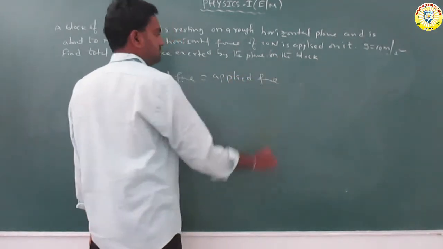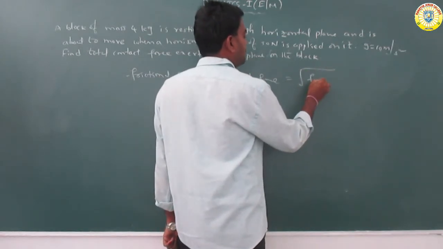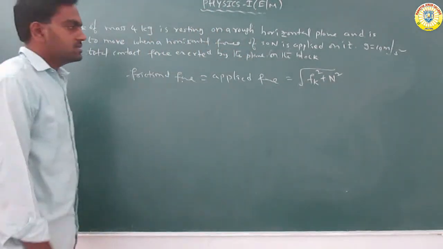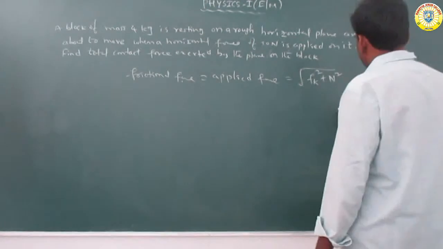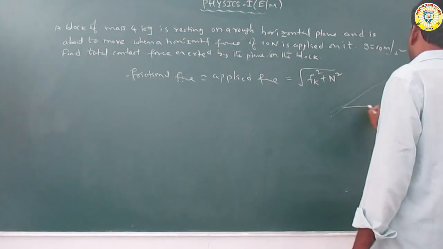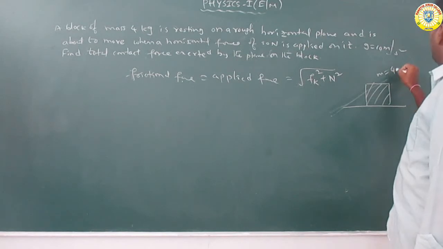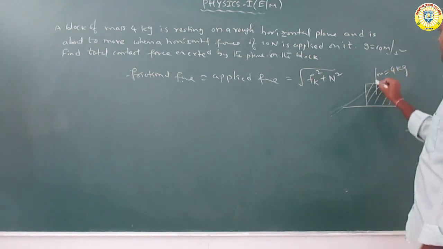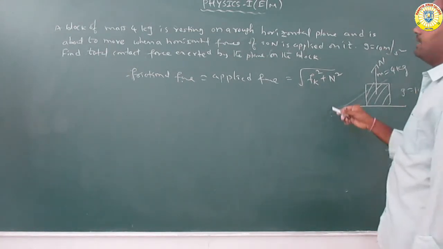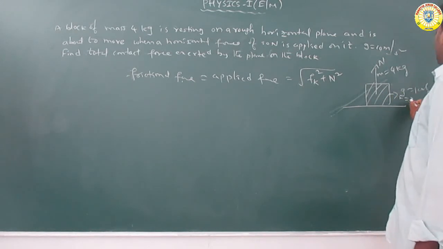So the contact force is equal to the square root of Fk squared plus normal reaction squared. We discussed this in the last class. For example, we have taken a rough horizontal plane, and the block is taken with mass M equal to 4 kg. The normal reaction N is acting, g is taken as 10 meters per second squared, and the force F applied is 30 newtons.